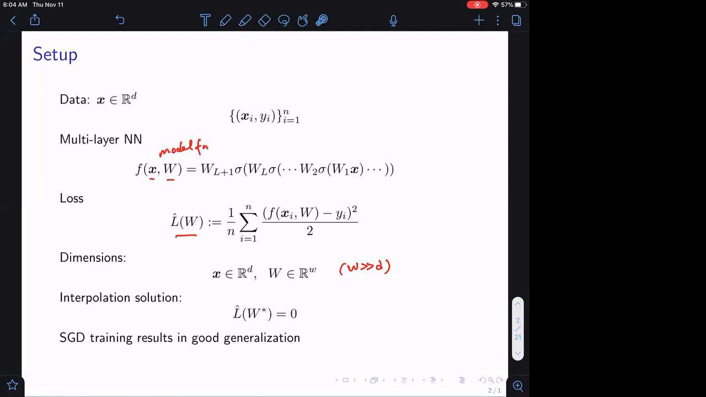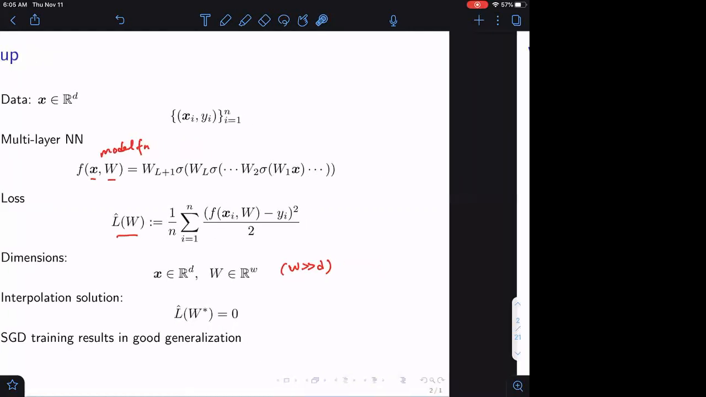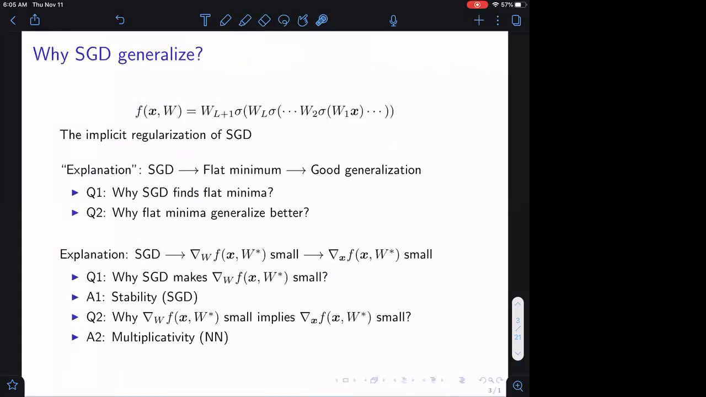Now, what people observe in practice is that when you train a neural network with stochastic gradient descent, SGD, it gives you a very good result. Not only does it bring the training loss of the neural network to 0, it also has very good generalization power, meaning that when you apply it to new data, you also get the error to be very, very small. Now, the question that we're trying to answer is: why does SGD generalize well?